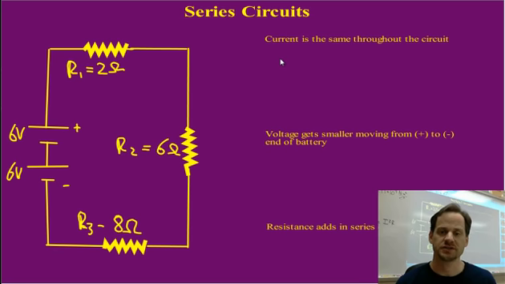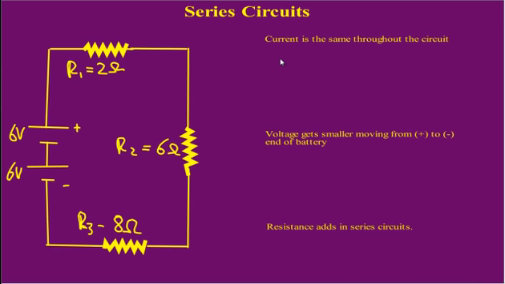Welcome, ladies and gentlemen, to our continuing study of electric circuits. Today we're going to look at series circuits. A series circuit is a circuit in which there are multiple components, multiple resistors, lights, motors, etc., but only one path for current to flow. If you look on the screen, you see a series circuit with 3 resistors.